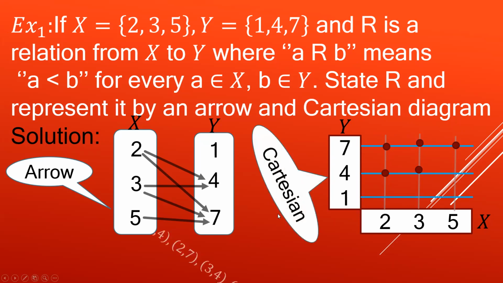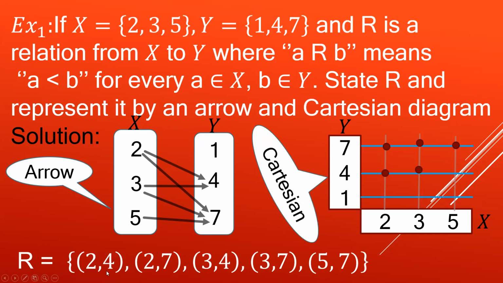Now we can write the set of the relation. It contains the ordered pairs 2 and 4, 2 and 7, 3 and 4, 3 and 7, and then 5 and 7. This is the set of the relation.